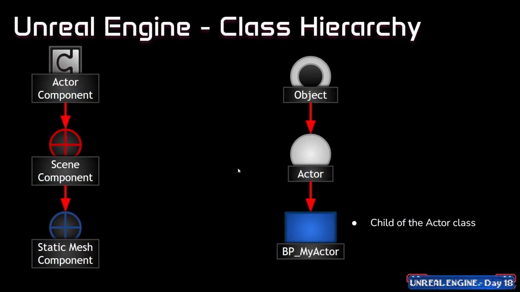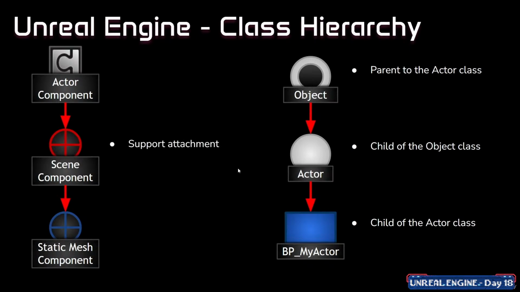The object class is a parent class to the actor class, and the object class is much more basic than the actor. But those basic capabilities on the object class are inherited by the actor class, because the actor class is a child of the object class. So there exists a hierarchy of classes, and as we go down the hierarchy, classes get more and more capabilities. Let's take a look at the components we've used thus far. We've seen that scene components are fairly basic. They don't have a mesh or any visual representation, but they do support attachment.